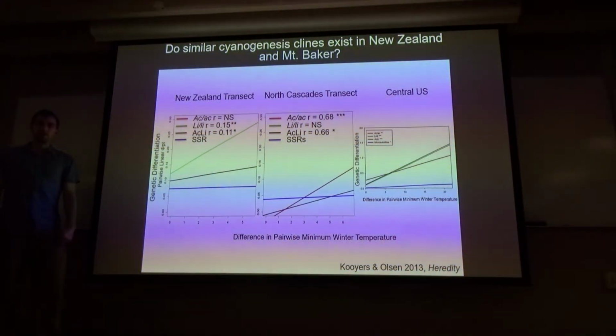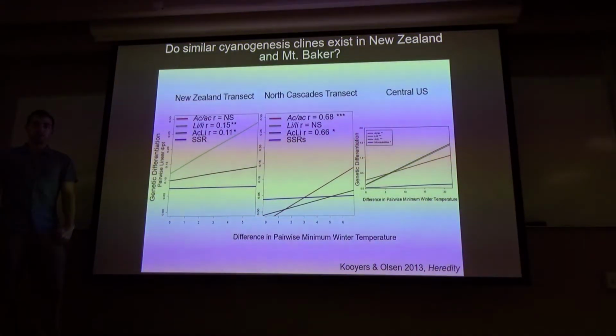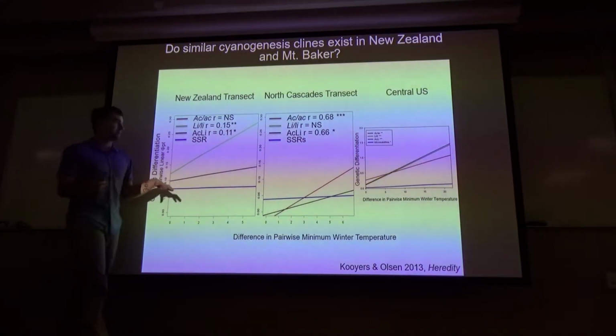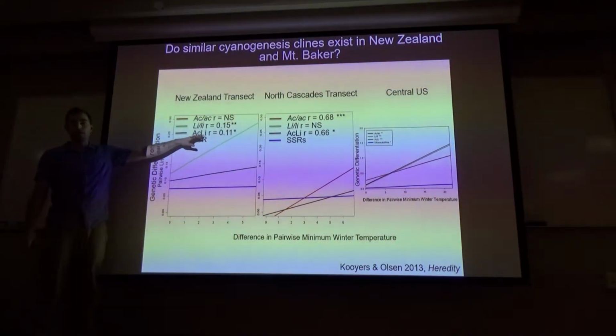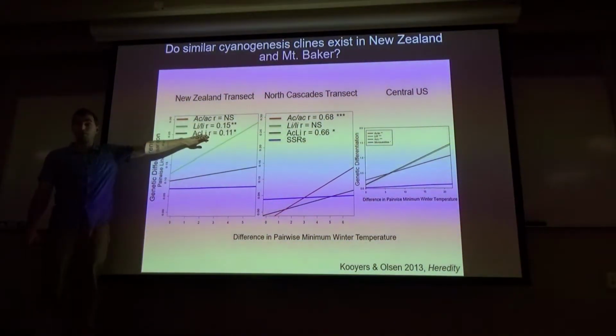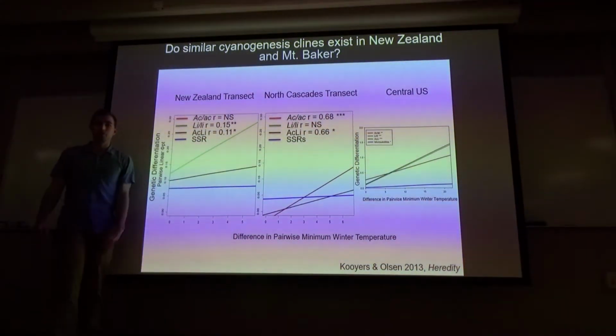So why are there these differences between these different transects? One explanation could be that the only thing actually selected in any one of these transects is the ability to produce hydrogen cyanide. It doesn't matter if you produce cyanogenic glucosides or linamarase, as long as you can get to the point where you're producing hydrogen cyanide. And thus we might see those different patterns in those biochemical precursors.